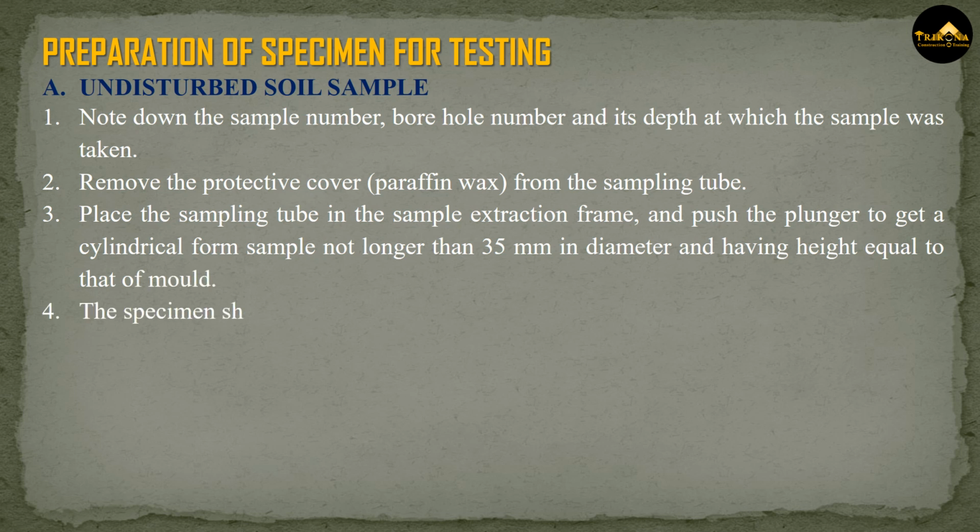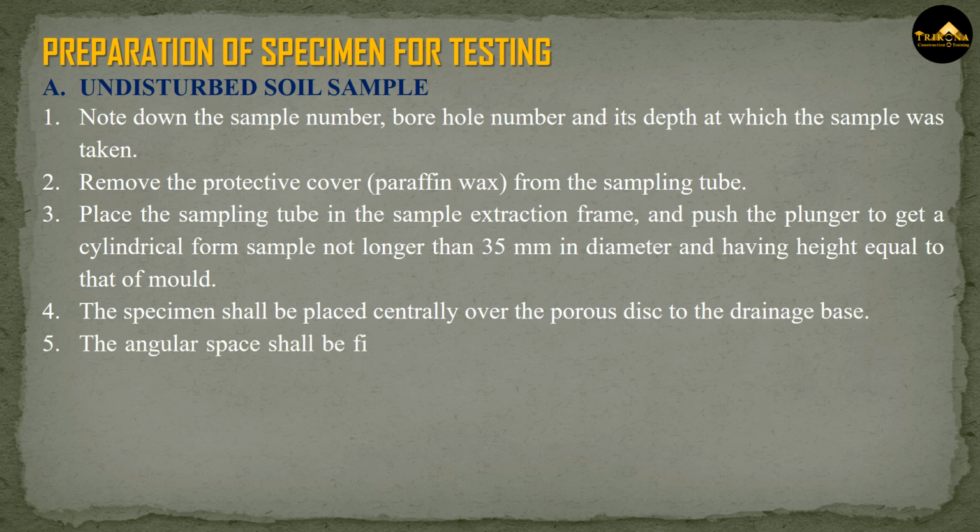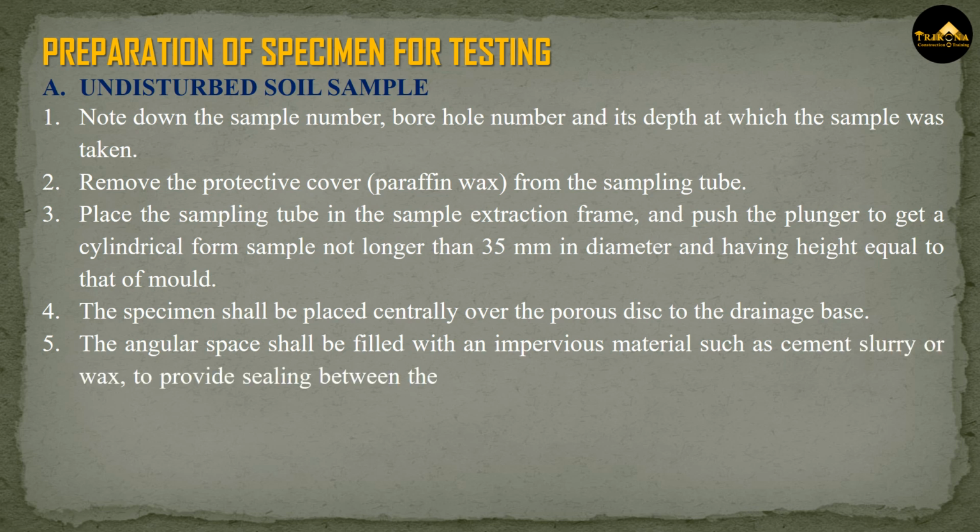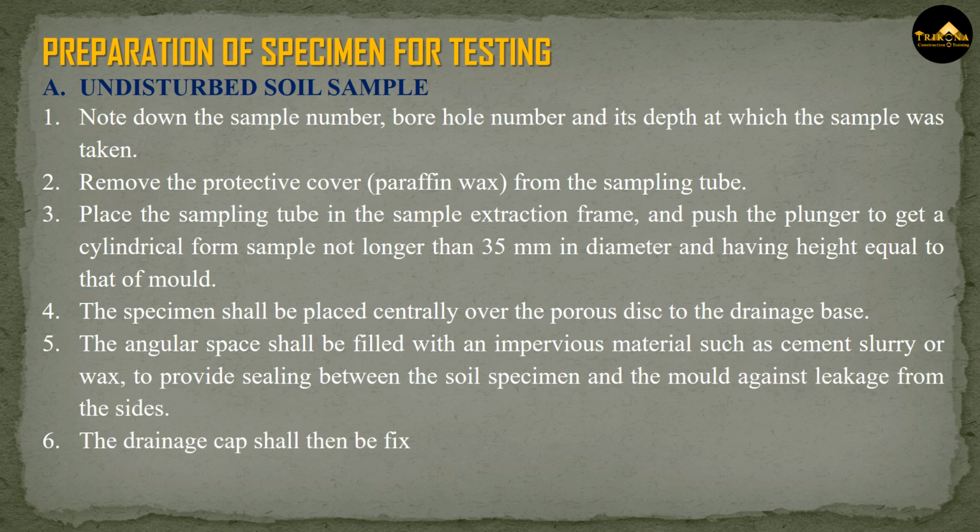The specimen shall be placed centrally over the porous disc on the drainage base. The annular space shall be filled with an impervious material such as cement slurry or wax, to provide sealing between the soil specimen and the mold against leakage from the sides. The drainage cap shall then be fixed over the top of the mold. Now the specimen is ready for the test.